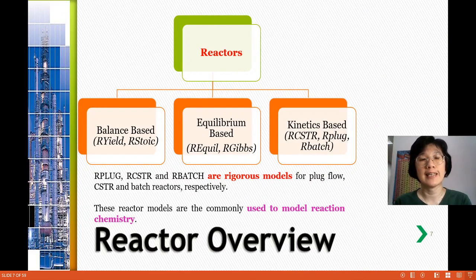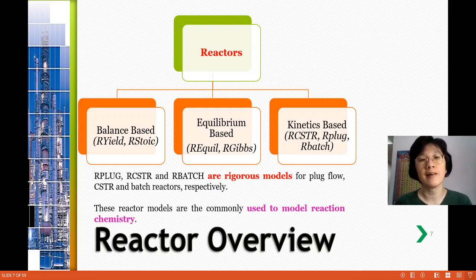So as I mentioned before, there are three types of reactor model. We have a balance-based model, which includes R-Yield and R-Stoich. We have equilibrium-based models, which include R-Equil and R-Gibbs. And we have the kinetic-based model, and this includes RCSTR, R-Plug, and also R-Batch. All these terms are the reactor models available in Aspen Plus.